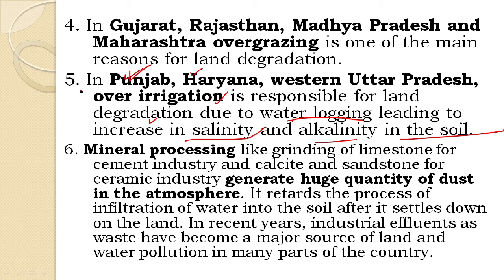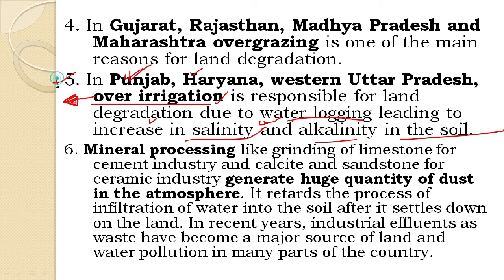So what happens? We have to take care of the land and the crops a lot when the land is under commercial farming. So they over irrigate the land, and due to this over irrigation, the problem of waterlogging arises, which leads to an increase in salinity and alkalinity in the soil, which is not good for the fertility of soil. That's why the land is left degraded in these regions.